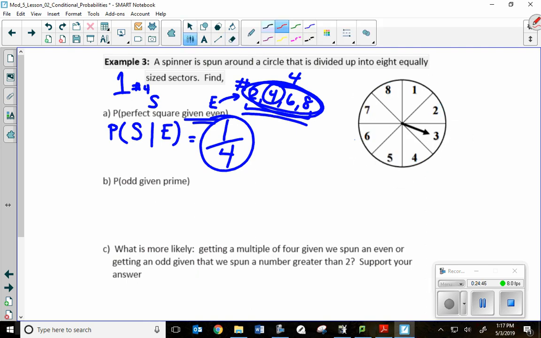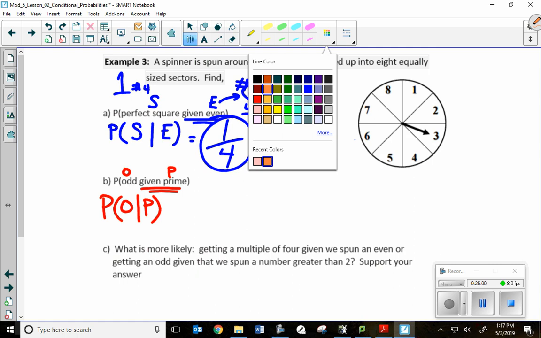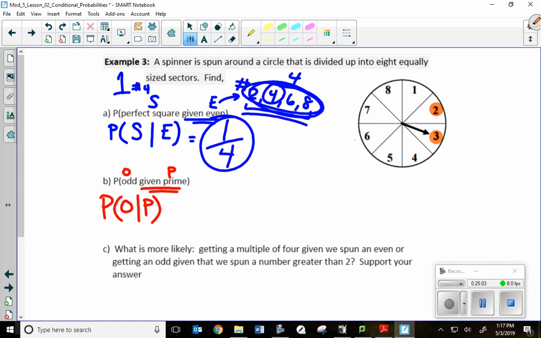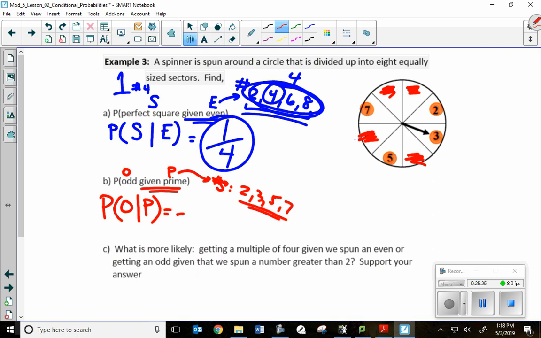The probability that it is odd given it's prime. Okay? We are given prime. I want to only know the prime numbers. 2 is prime. 3 is prime. 5 is prime. 7 is prime. I don't want to know anything else. 1, 8, 4, and 6 are not prime. So out of those 4 numbers I get to pick from, they're the numbers 2, 3, 5, and 7. So out of these 4 I get to pick from.